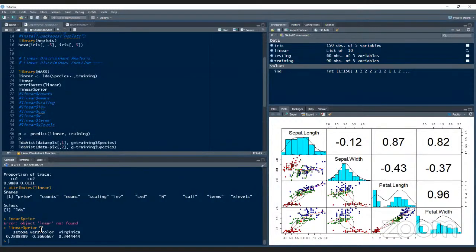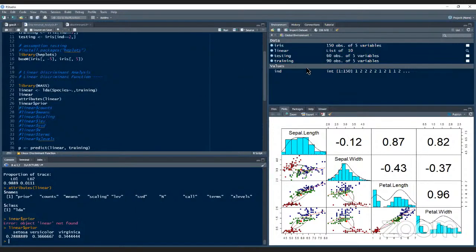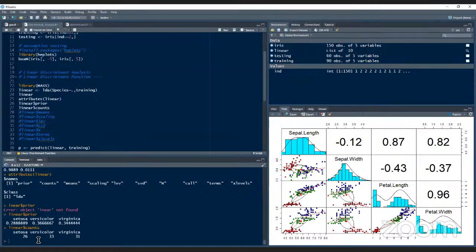So linear dollar prior tells us that in the training data set there were 90 observations. You can see here, and in the testing data set there are 60 observations. Out of these 90 observations, 28.88% were setosa, 36.67% are versicolor, and 34.4% are virginica. Then it comes counts. Let us see what counts tell us. It is showing that 26 are setosa, 33 are versicolor, and 31 are virginica out of this 90.